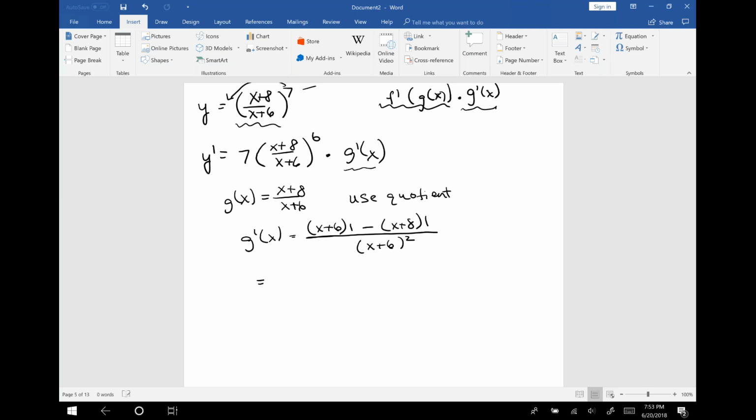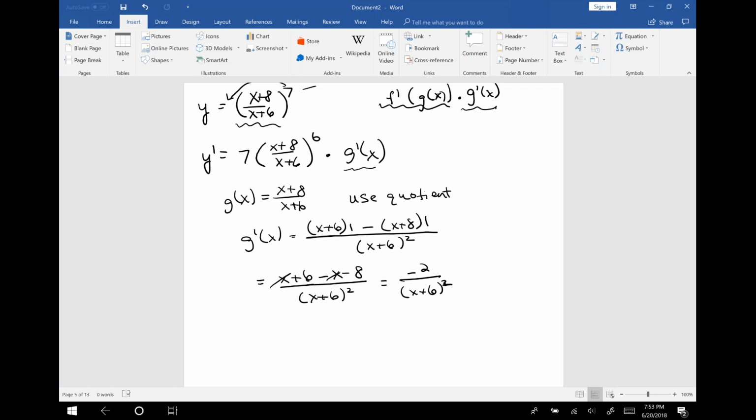All right, let's simplify this. This takes a little bit of algebra here, not too much. So we have x plus 6 minus this whole thing, minus the x plus 8. So it's minus x minus 8 in the top divided by x plus 6 squared. All right, and then the x's cancel. So in the numerator we have -2, and in the denominator we have x plus 6 squared. So that's the derivative of our inside function g.